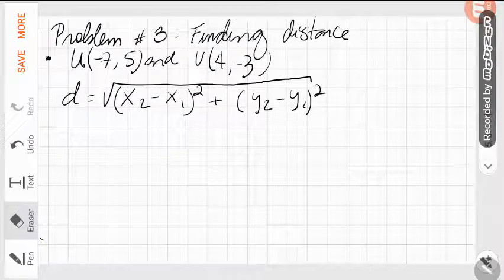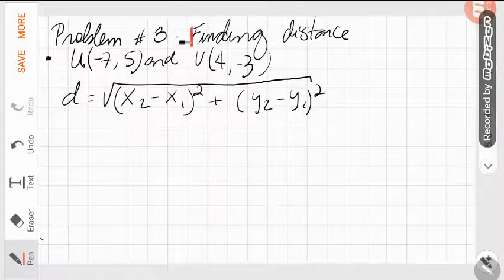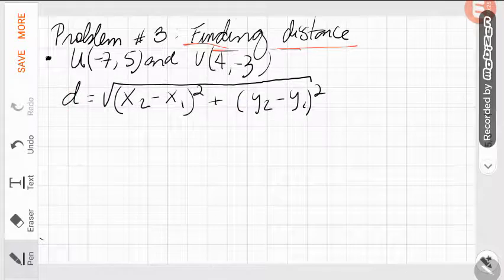On this occasion, we are still working on section 1.7. We are solving problem number 3 of section 1.7. We are finding the distance between 2 points. In order to find the distance between 2 points, you are going to have to work with a formula. The formula for distance.